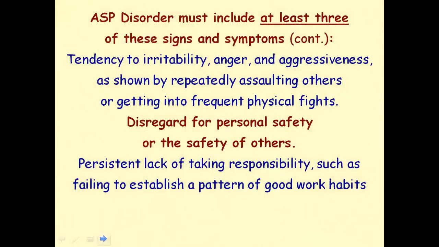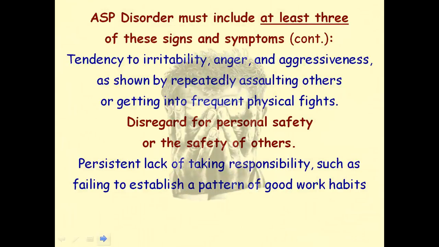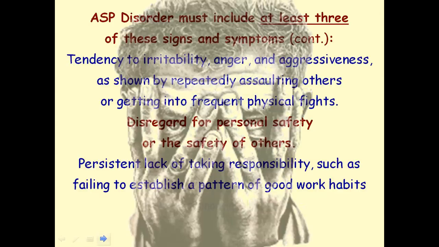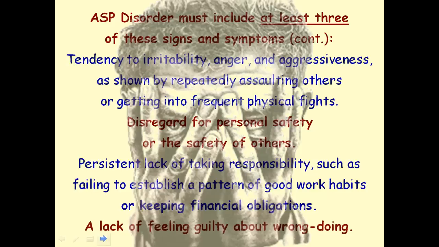by repeatedly assaulting others or getting into frequent physical fights, the disregard for their own personal safety or the safety of others, and persistent lack of taking responsibility, such as failing to establish a pattern of good work habits or keeping financial obligations. They also experience a lack of feeling guilt about wrongdoing. This is not diagnosed in children, those younger than 18, but the affected person must have shown symptoms of this diagnosis at least since 15 years of age. This disorder tends to occur in about 1% of women and 3% of men in the United States.